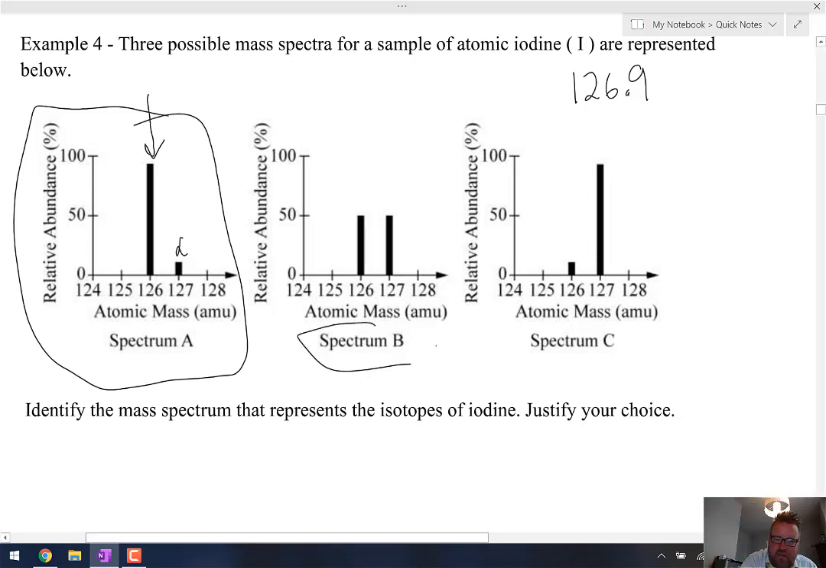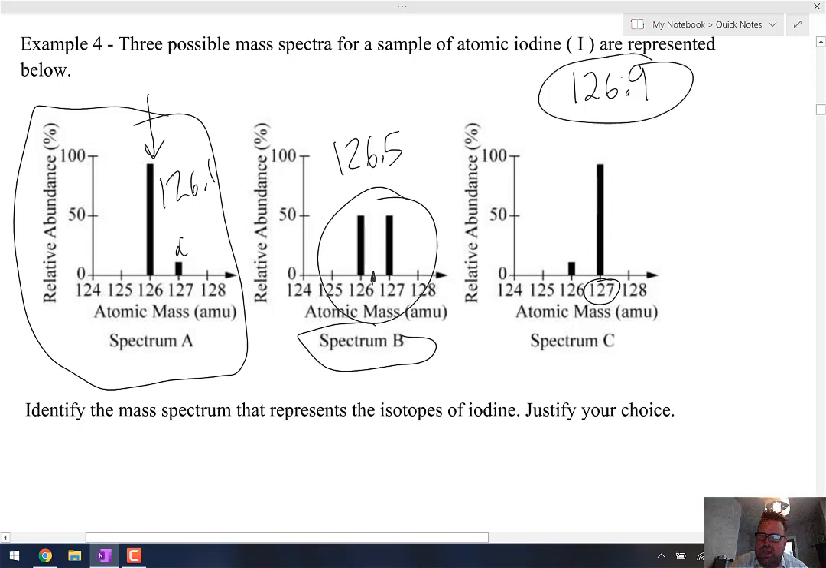These two, spectrum B, because they're both 50%, then absolutely yes. What's the average of those two? It would be right smack dab in the middle at 126.5. So this one would have an average of around 126.1. This one would be around 126.5. Whereas this final one, because again, 127 is much, much taller than 126, when you average those two together, you're going to be much closer to 127 than you are to 126. So that's where you come up with your 126.9.